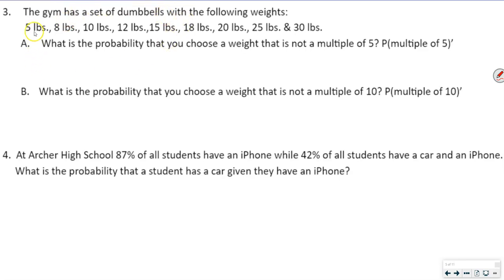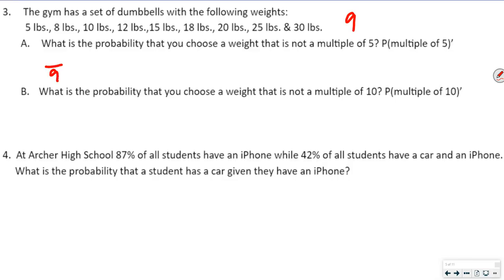All right, so the next one says the gym has a set of dumbbells with the following weights. So we're going to count how many of these we have because that's going to be our denominator. So we have 1, 2, 3, 4, 5, 6, 7, 8, 9. So we have 9 weights, okay? 9 dumbbells, okay? That's going to be our denominator.